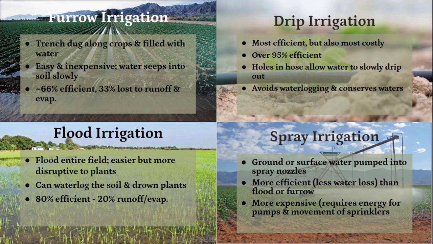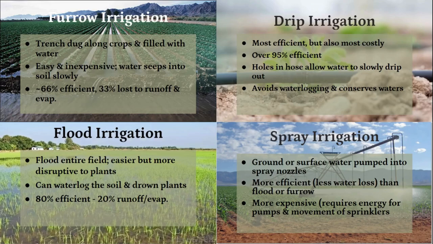So furrow irrigation is very similar to the irrigation in Minecraft. This is when you dig a hole along crops and fill it up with water. Okay, very similar to what is done in Minecraft. This is easy and inexpensive. Water will seep into the soil slowly. It is pretty efficient, with 66% of the water being retained and 33% being lost to runoff and evaporation.